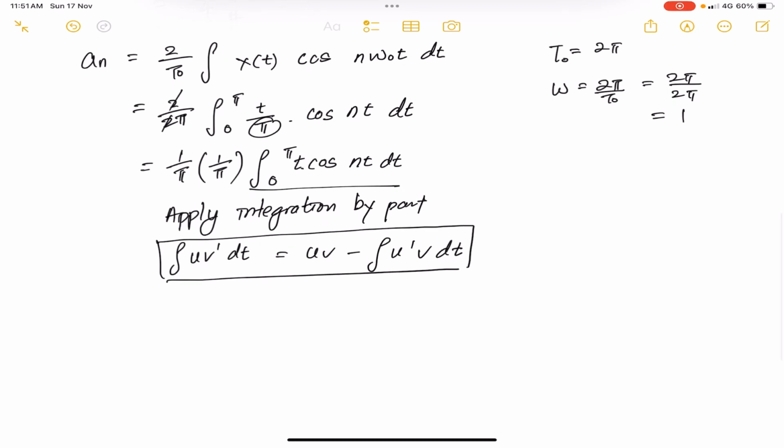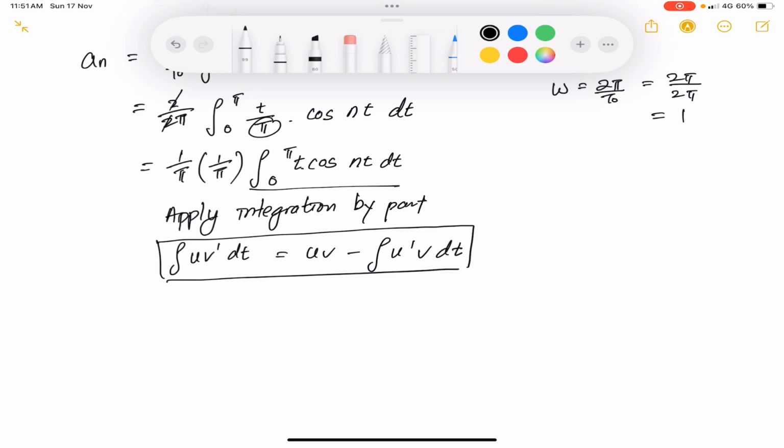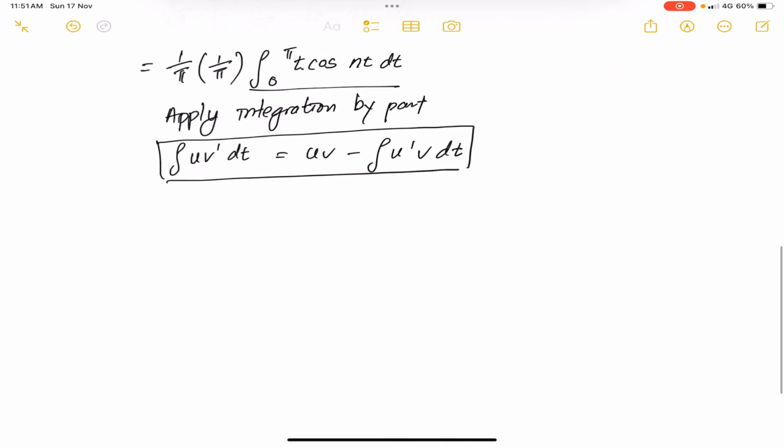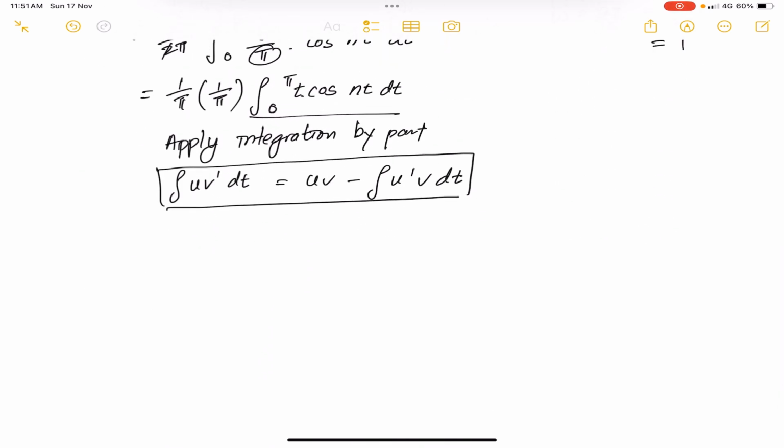Okay, so if you look at here, you have the t cos nt. So t is u. This one is v prime. Okay, so you know that u equal to t, then u prime equal to 1, then v prime equal to cos nt, then v equal to sine nt over n. Okay, so we substitute in.